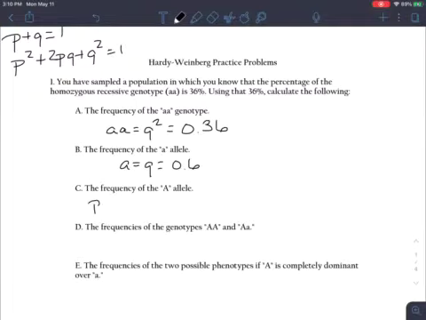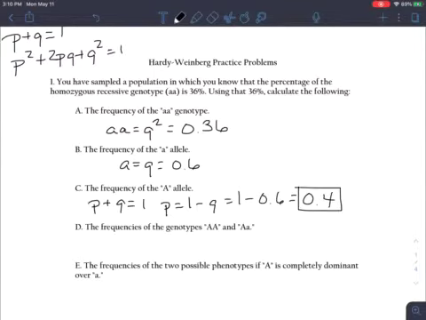Then the frequency of the big A allele. In this case, I'm going to use p plus q equals 1. If I rearrange that, p equals 1 minus q, which is 1 minus 0.6, which equals 0.4. And when you get to your homework, you'll notice that I ask you to circle or put a box around your actual answers. This is what I'm talking about. Back to elementary math, just make my life easier.